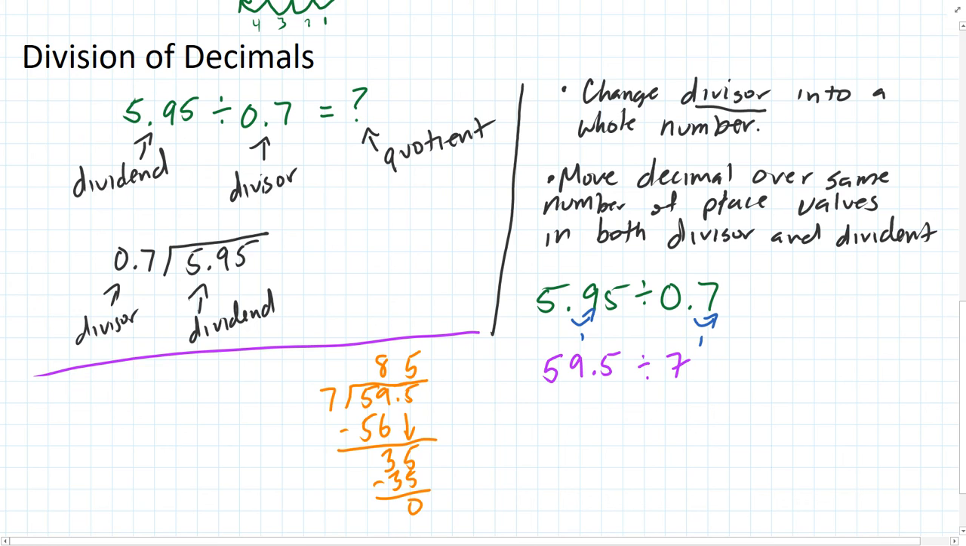And we just move the decimal right up. The decimal just goes straight up. So 59 and 5 tenths divided by 7 is equal to 8 and 5 tenths. The quotient is 8 and 5 tenths. So that's how we look at addition, subtraction, multiplication, and then finally division of decimals.